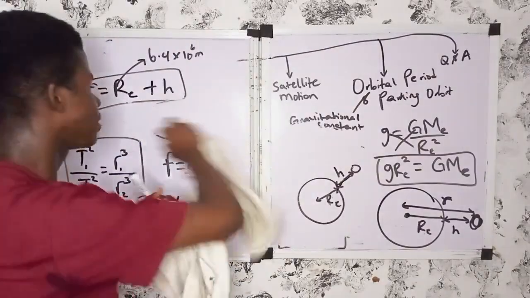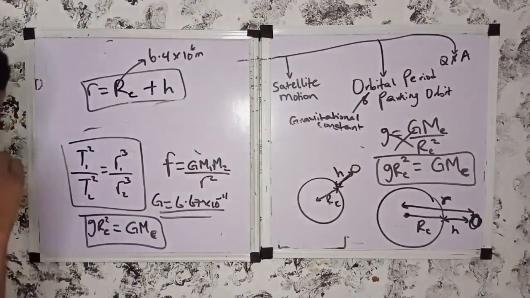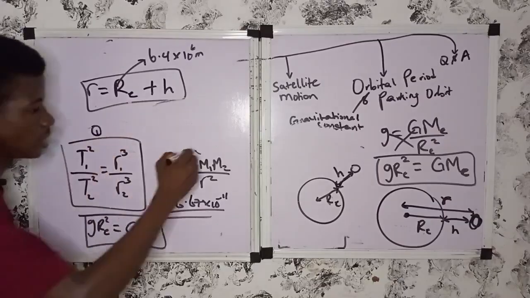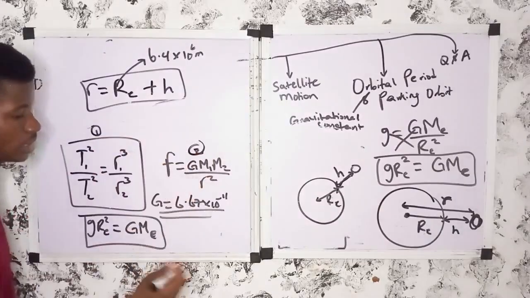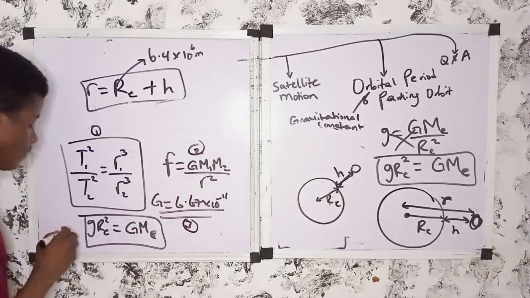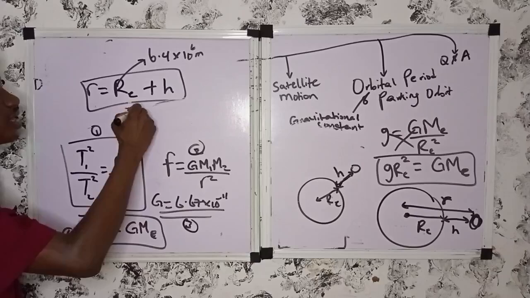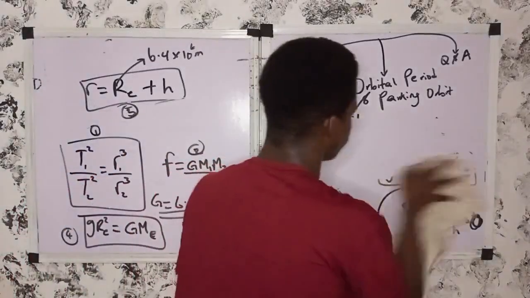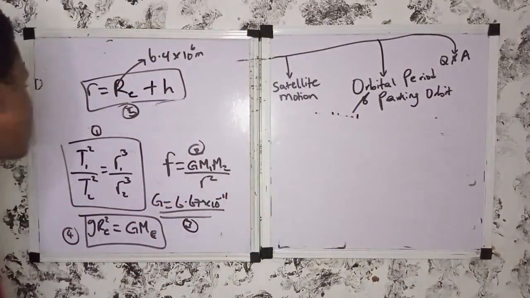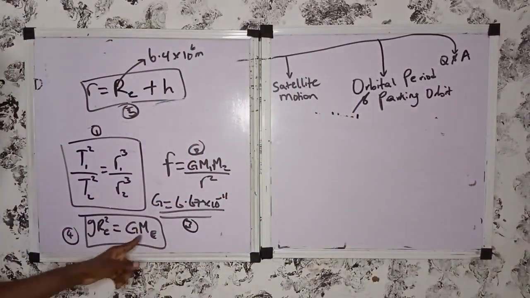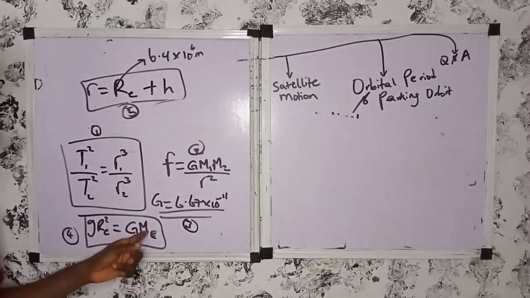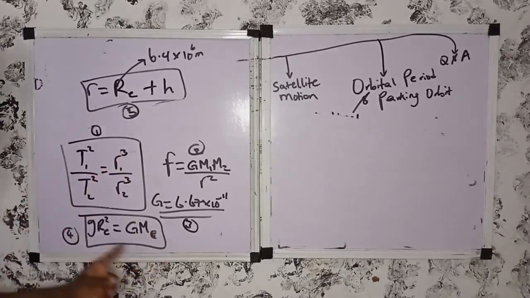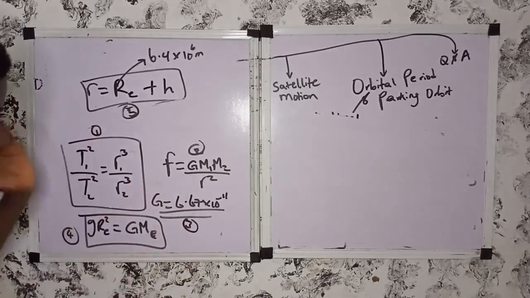Now let's continue. We have talked about weight and altitude. Take note of these points, number one through number five, because they are very important. Note that GM, the gravitational constant times the mass of the Earth, is equal to g times the square of the radius of the Earth. Very important.